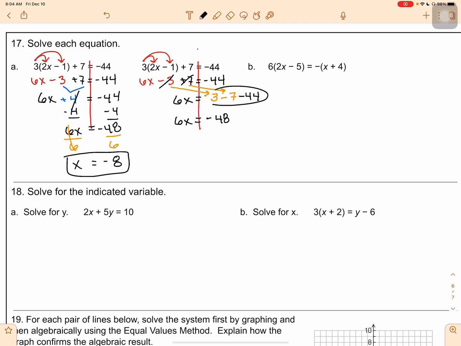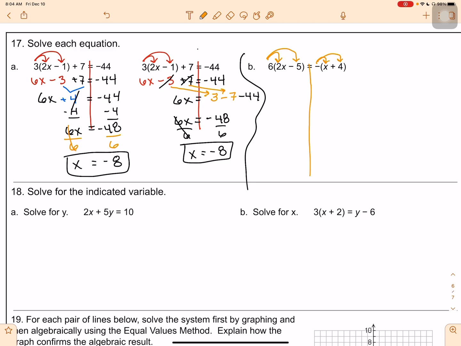And you could always put this into your calculator too, right? So now I can divide both sides by 6, x equals -8. So you'll get the same answer. Okay. So now same thing here, the first thing you always have to do is distribute anything that is in the parentheses, okay?